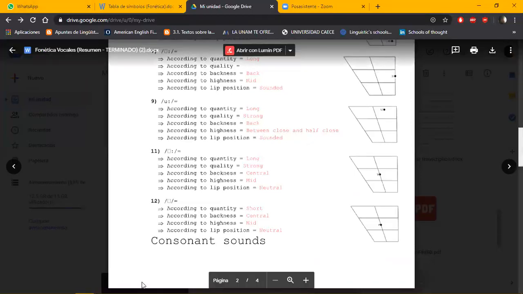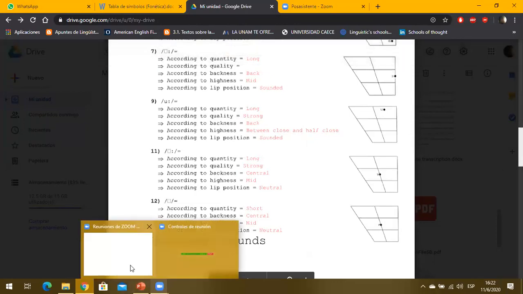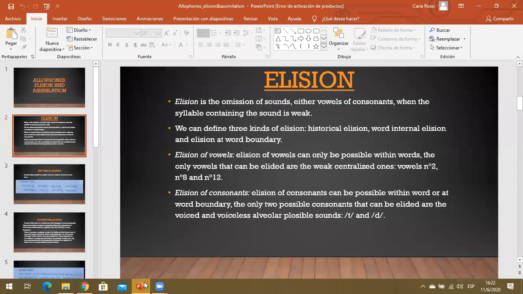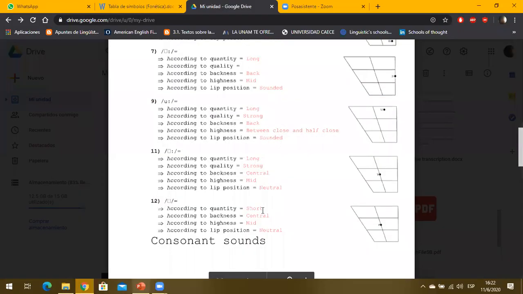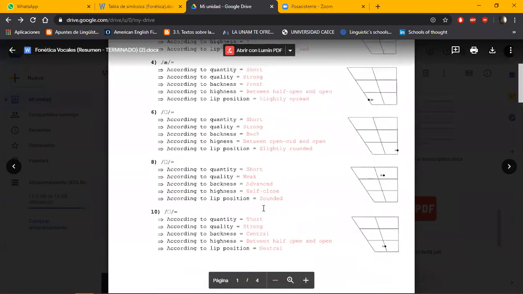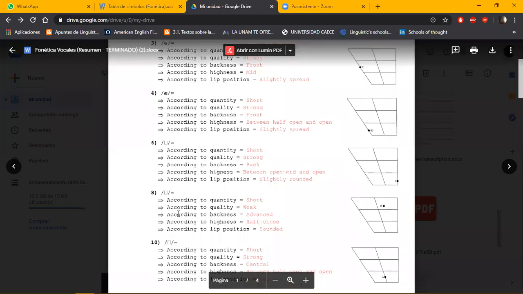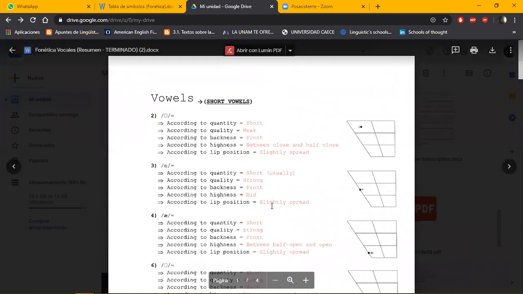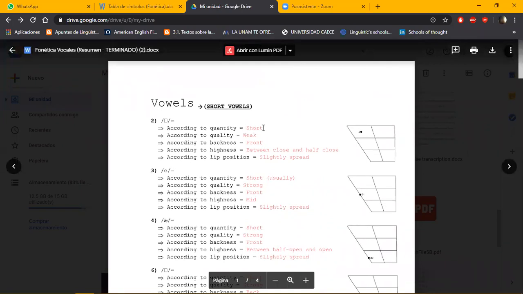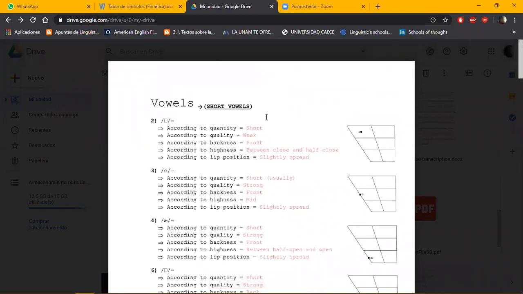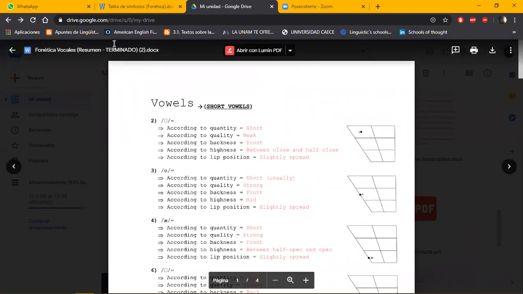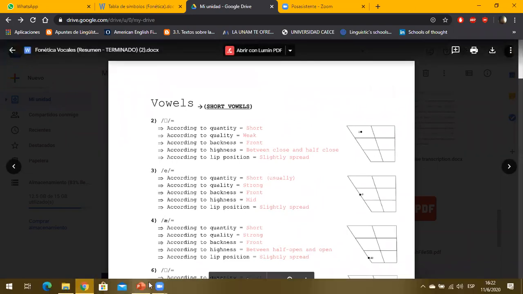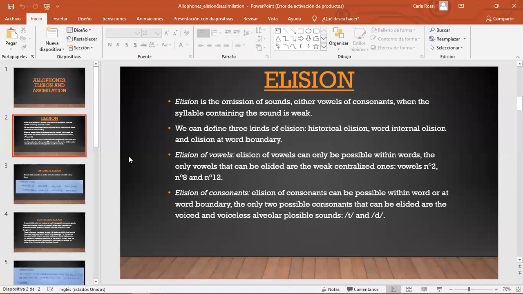The other was vowel number 8. Vowel number 8 is short oo, which is also short and weak, of course. And the same for vowel number 2, which is also short and weak, okay? Good, let's go to that again.